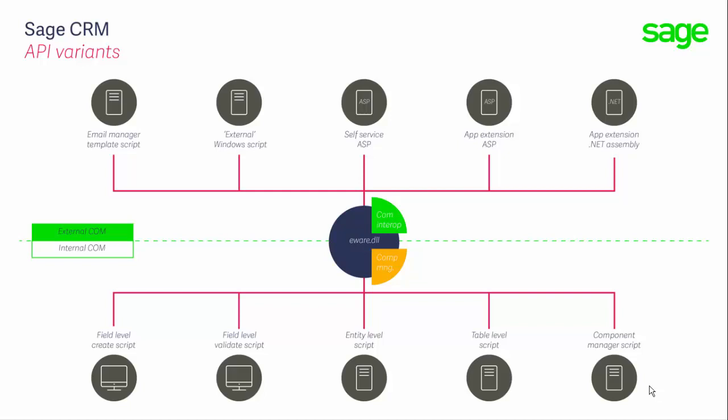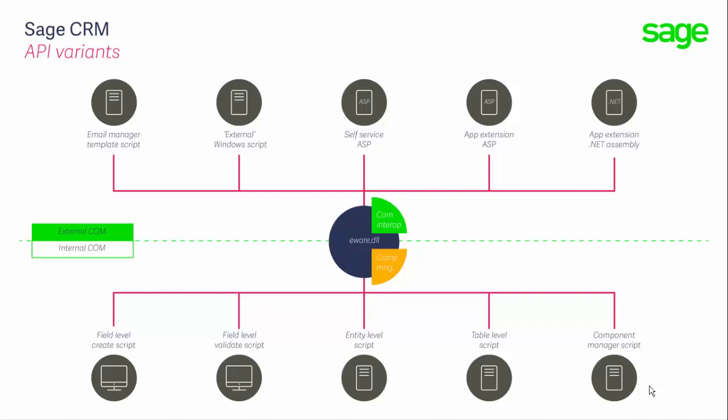Examples of externally implemented code are ASP pages used for application extensions, or self-service. That's where you're having to externally register the CRM object to use it in an external script, rather than having it implicitly available.